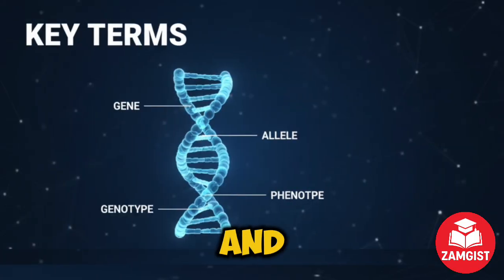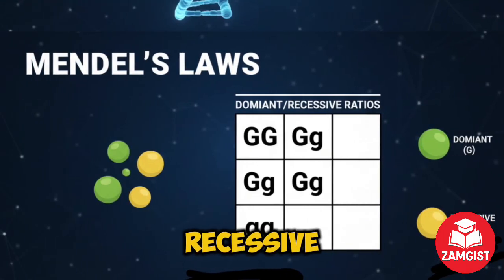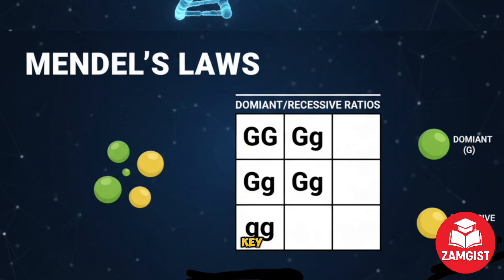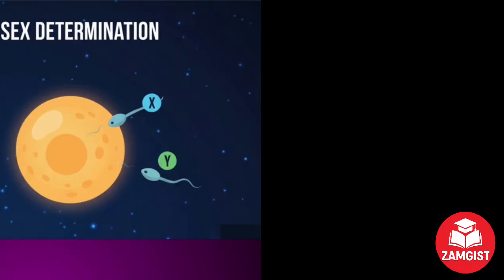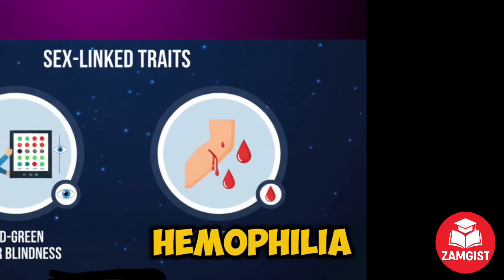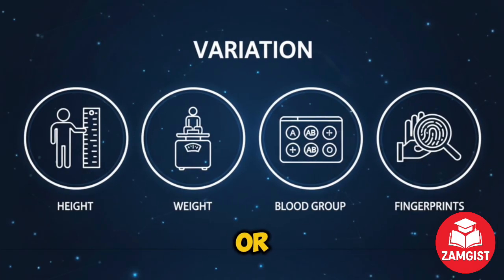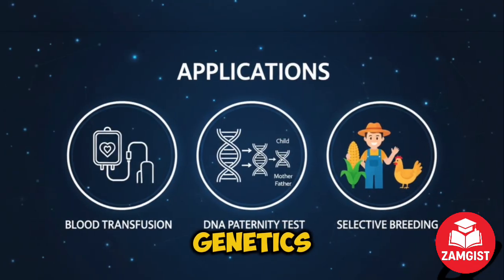Next is genetics and variation. You must know important genetic terms like gene, allele, genotype, phenotype, dominant and recessive. Mendel's laws of inheritance are key, including monohybrid and dihybrid crosses. You will also study chromosomes, sex determination, and sex-linked traits like colorblindness and hemophilia. Variation can be continuous, such as height and weight, or discontinuous, such as blood groups and fingerprints. Applications of genetics include blood transfusion, paternity testing, and improving crops and animals through breeding.